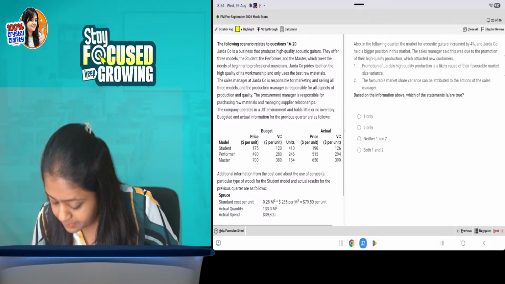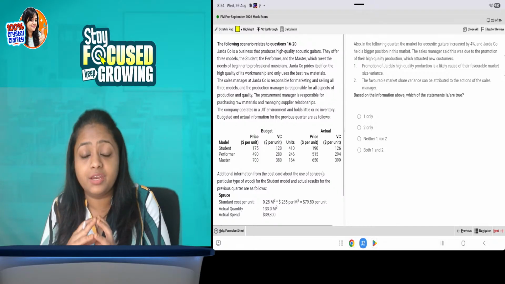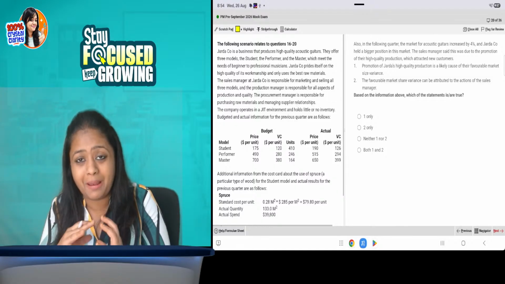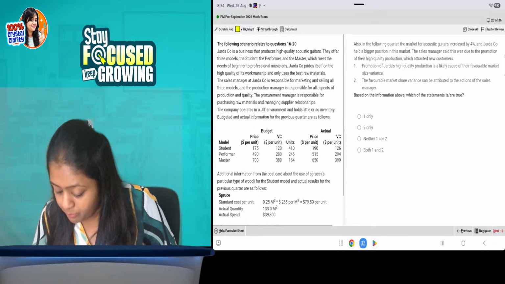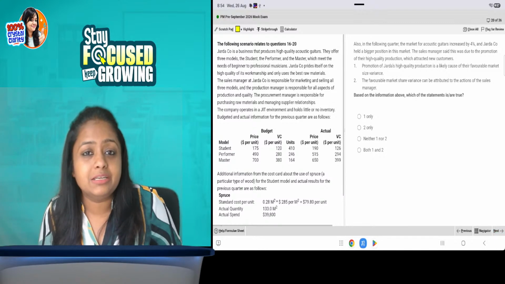Now guys, what is the market size variance when it is relating to planning variances? Correct? Planning part. The operational part is the market share variance. Promotion of Jada's high quality production: so production is an internal matter.